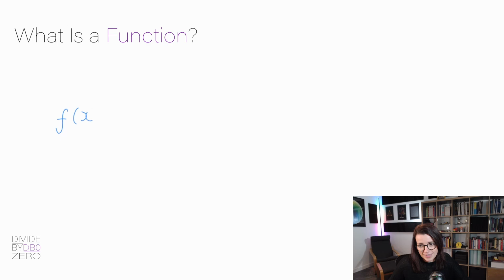So let's start with what is a function. A function takes an input, processes it, and produces an output. In terms of notation, there are two main ways to write a function. One way is to say f of x equals, and the other way is to say f colon x arrow. We can think of functions as machines.